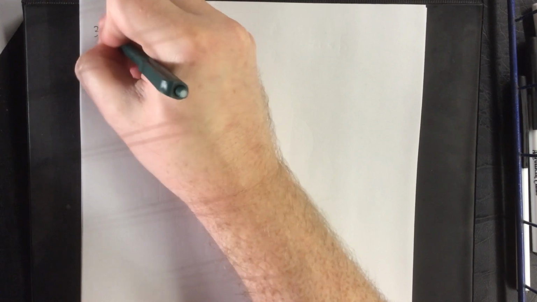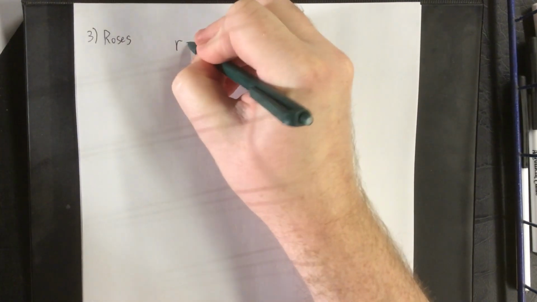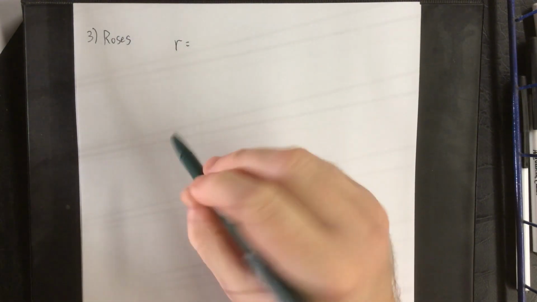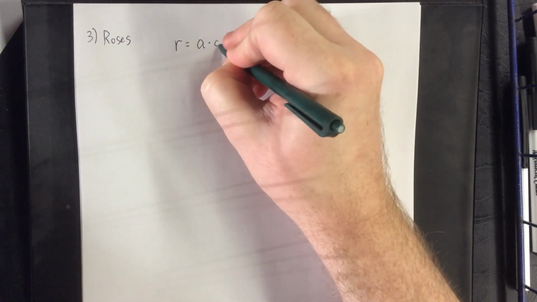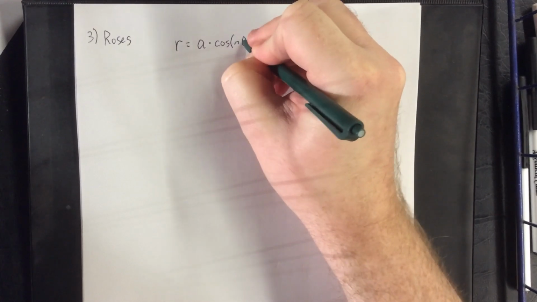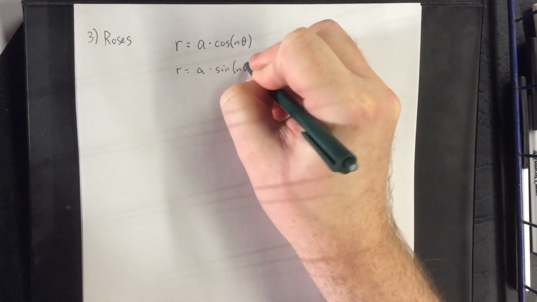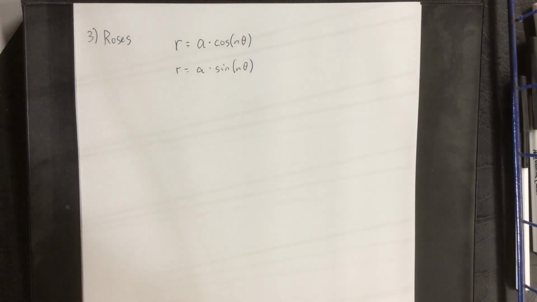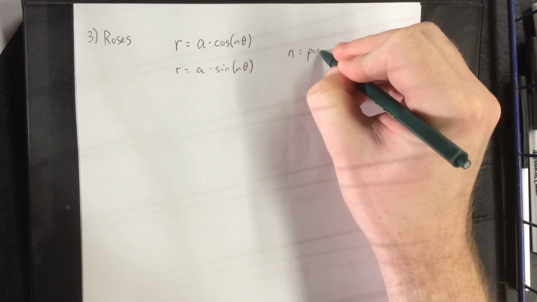For a third and final example of something that does not convert nicely, these are referred to as roses. Roses, however, is kind of a general term. They do tend to look floral in nature, but roses they definitely are not. So r is equal to a times the cosine of n theta, or r is equal to a times the sine of n theta. Now, this is where n is going to be indicative of a positive integer.